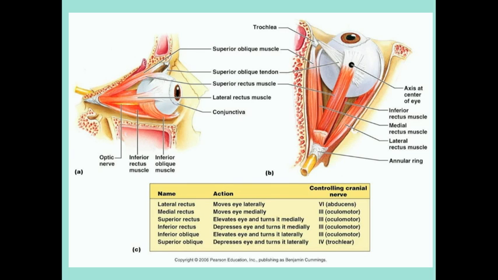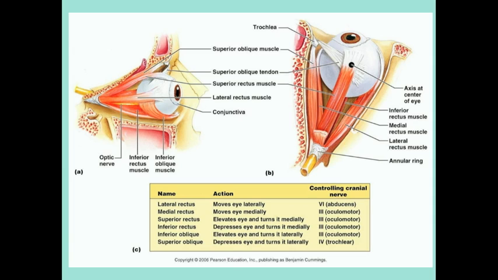The inferior oblique and superior oblique are small muscles that also play a role, sort of a secondary role. Unlike the superior rectus, where that elevates the eye, and the inferior rectus, where that depresses the eye, the inferior oblique elevates the eye, and the superior oblique depresses the eye. And both of these muscles also can turn the eye laterally.